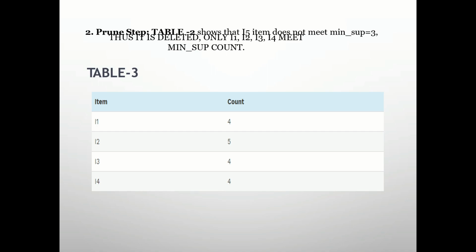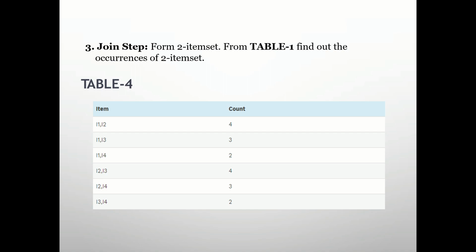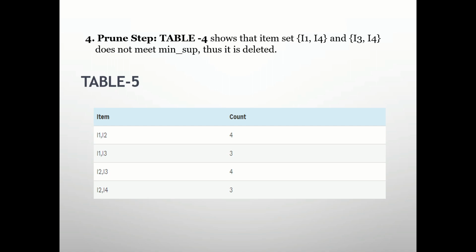The same is followed for table 3. Then the combinations of two-item sets from L1 and L2. How many of them? Find out those two combinations. L1 and L2 gives 4. This is table 4. Then ignore the infrequent item sets. Which ones are ignored? L1 and L4, then L3 and L4 will be ignored. Then finally table 5 and the answer is given.